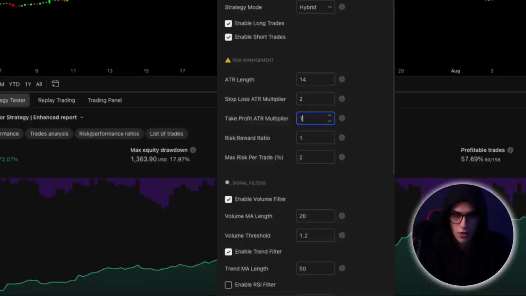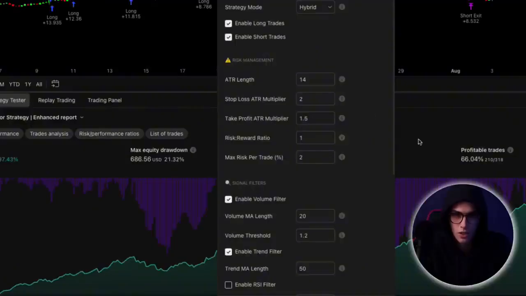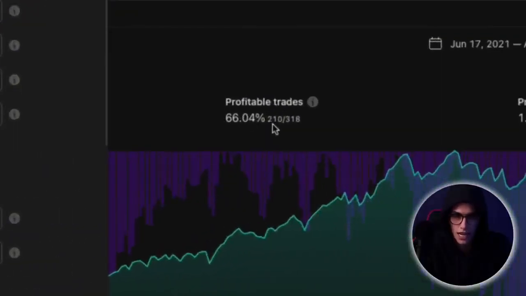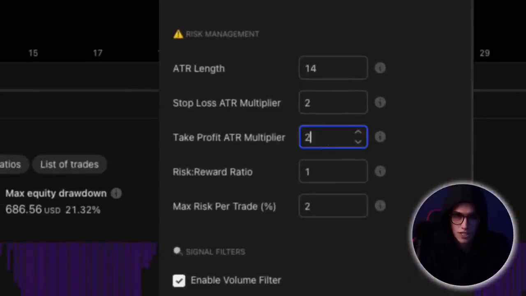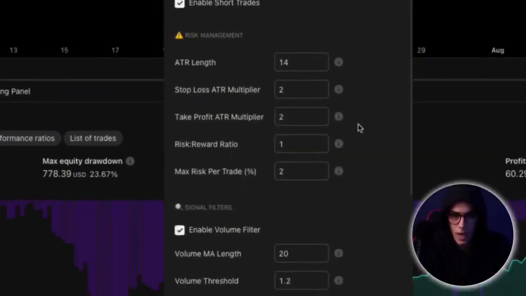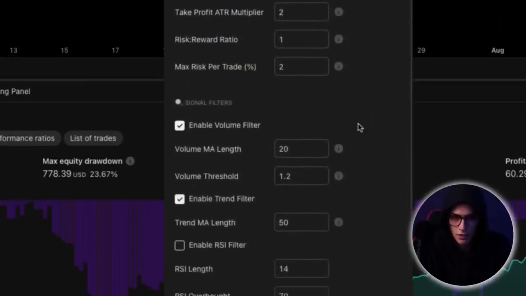Now, if your goal is to increase win rate instead, not total profit, you could lower the TP multiplier to 1.5. That tightens the exits, closing trades sooner, which boosts win rate to over 66%. But for this test, I settled on 2.0, a balance between decent wins and decent accuracy.